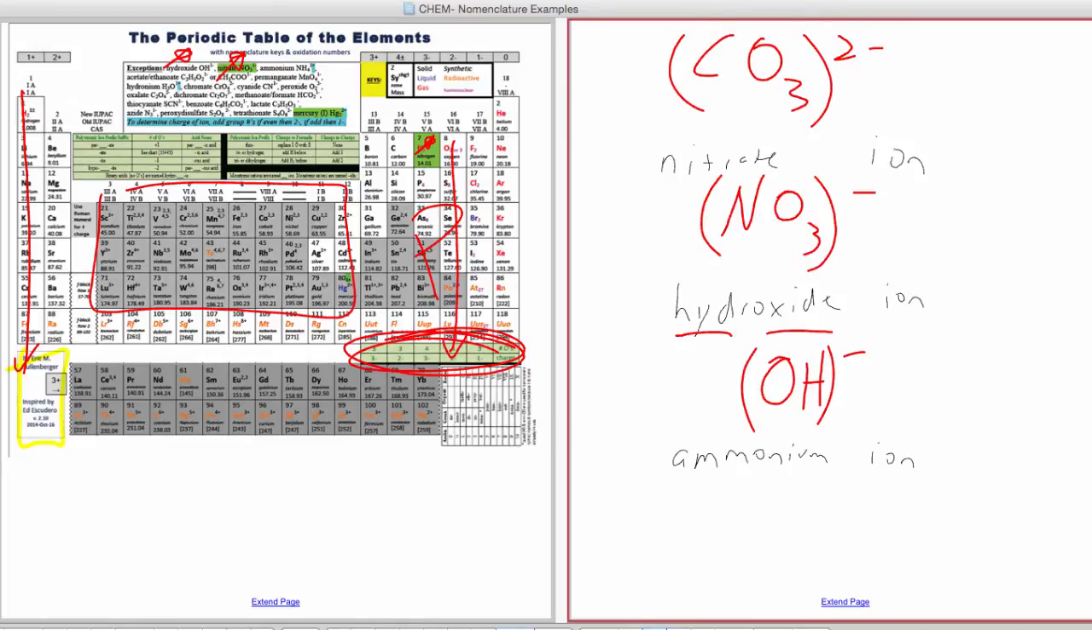And the one other very common polyatomic ion that is an exception is ammonium. Ammonium is NH4 with a 1 plus charge. And it is the only positive polyatomic ion that we use on a regular basis.